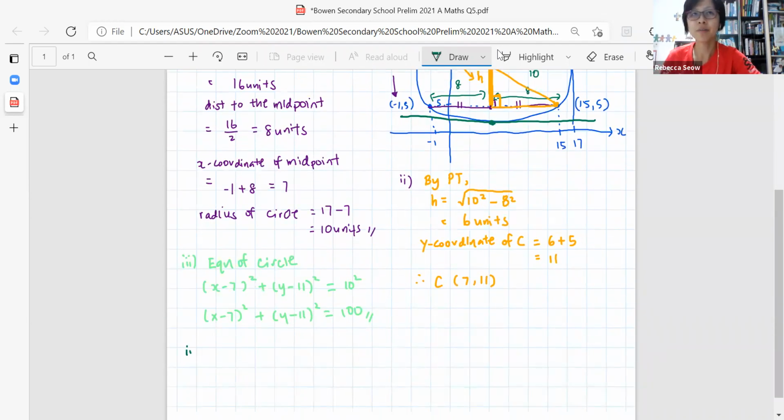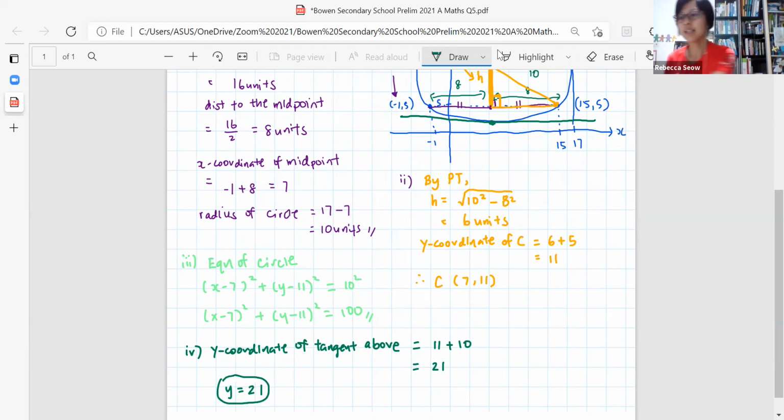So part 4, the y-coordinate of the tangent above. Taking 11 to be the y-coordinate of the center, I'm going to add the radius, which is 10. And that gives 21. So therefore, the tangent is y equals 21.